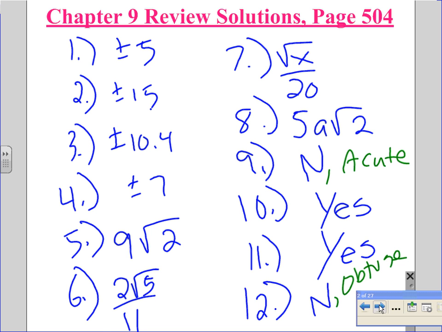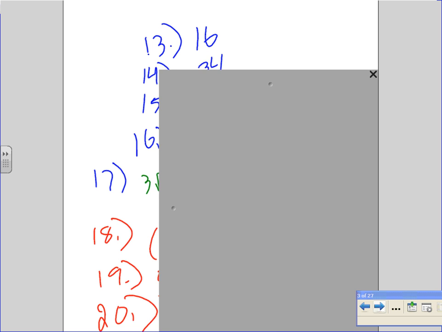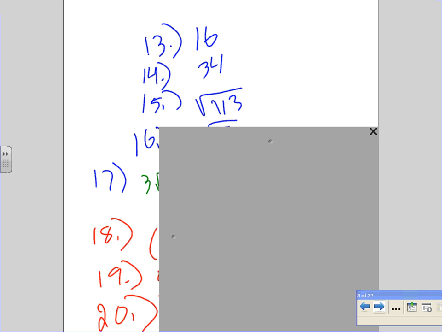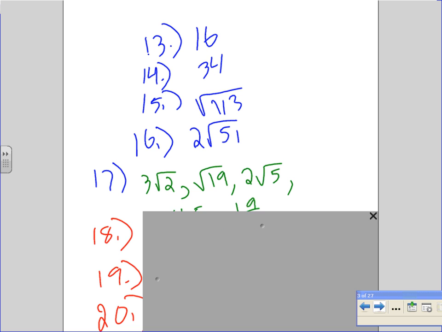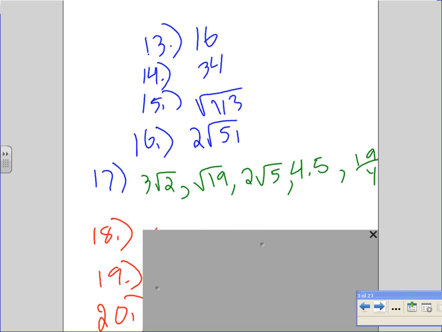All right, let's go to number 13. 13 should be 16. 14 should be 34. 15 should be square root of 113. 16 is 2 square root of 51. 17, you had to put the numbers in order. So you should have 3 square root of 2, square root of 19, 2 square root of 5, 4.5, and 19 over 4. Let me move these a little bit.